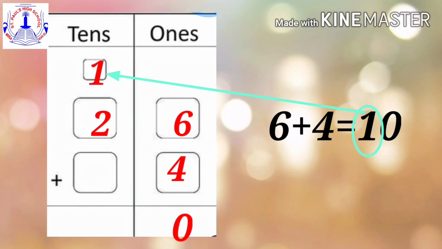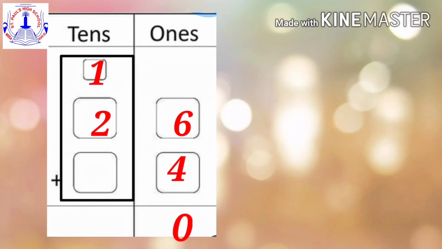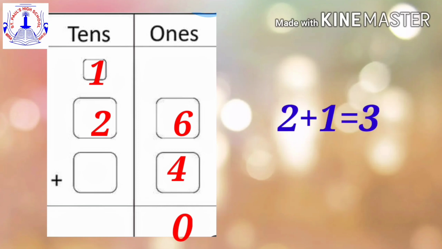Now we have already added the ones place. Now we will add the tens place. So 2 plus 1 gives you 3. So 2 plus 1 is 3. So 26 plus 4 gives you 30.